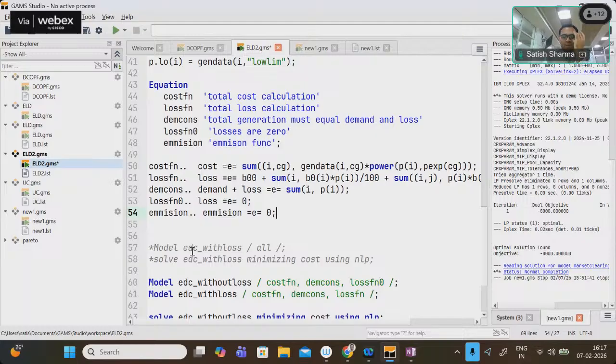Otherwise, you can just do it like the cost function. Usually the cost function and emission function look similar with some positive and negative terms. So just like the cost function, you can define the emission function. Instead of 0 here, you can define it that way as well. And then without losses, you can define it, and with losses, you can define it.